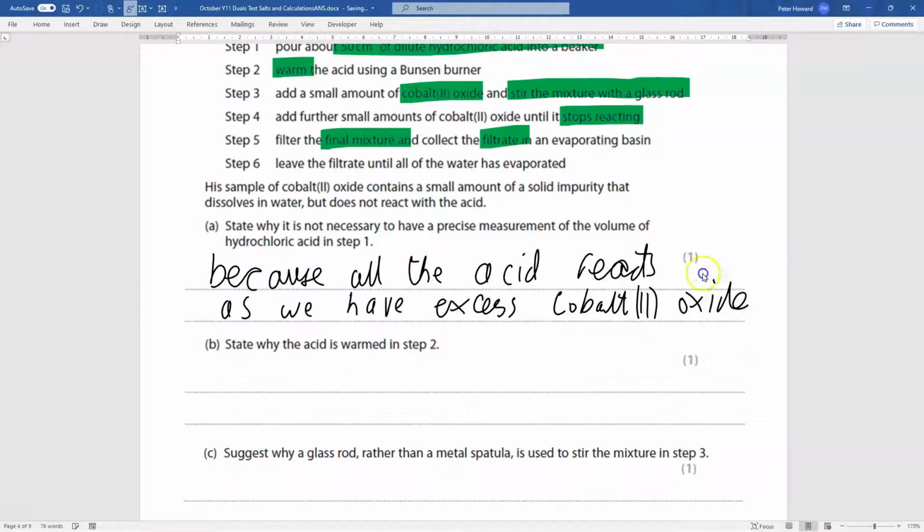Why do we heat it up? It speeds up the rate of reaction, so to increase the rate of reaction.